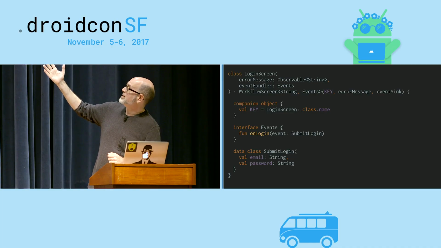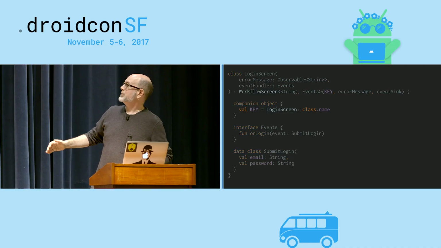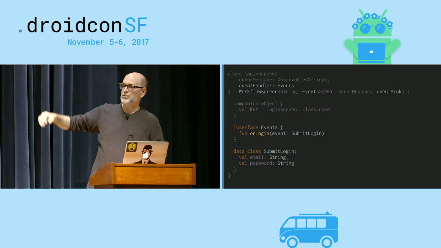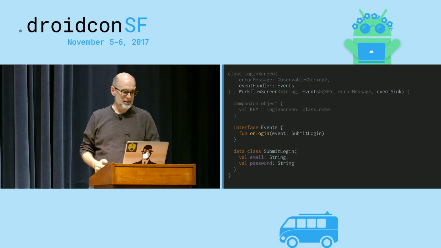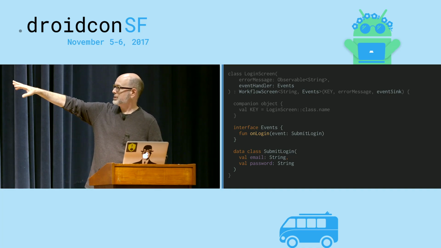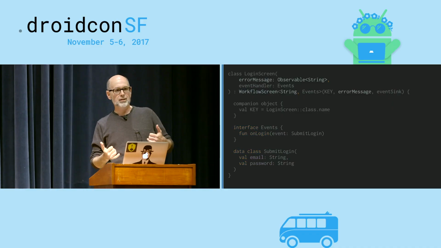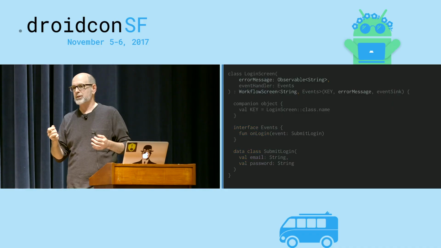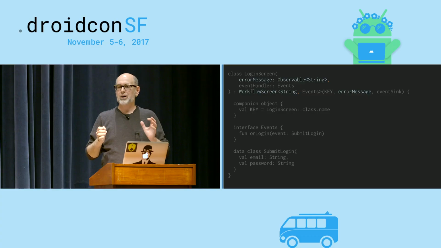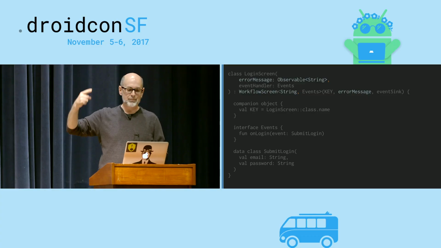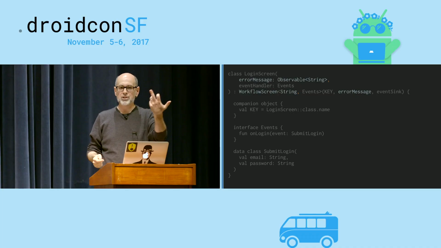Anyway, so our login screen defines exactly what happens when we're at the login state. There's a key to identify it uniquely, which we'll use later. It has a very simple event interface. All you can do on it is try to log in with a submit login event, which takes your email and your password. And then finally, its screen data. In this case, it's just an observable of string. There's nothing interesting for this thing to tell the user except possibly you screwed up. There will be error messages coming if there's an error message to display, or an empty string if there's nothing wrong right now.